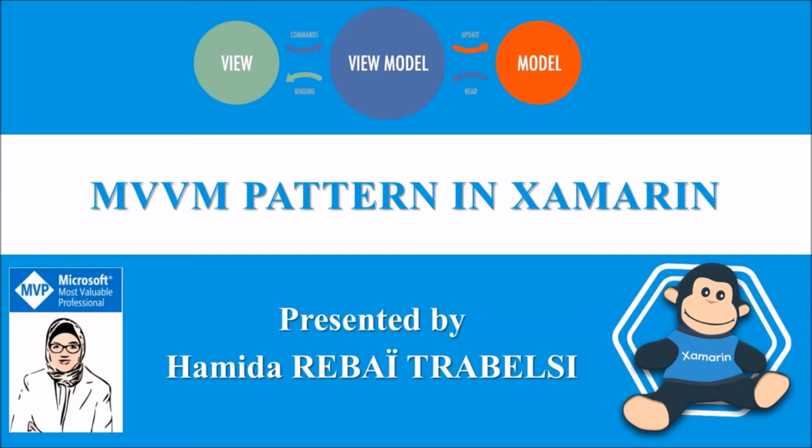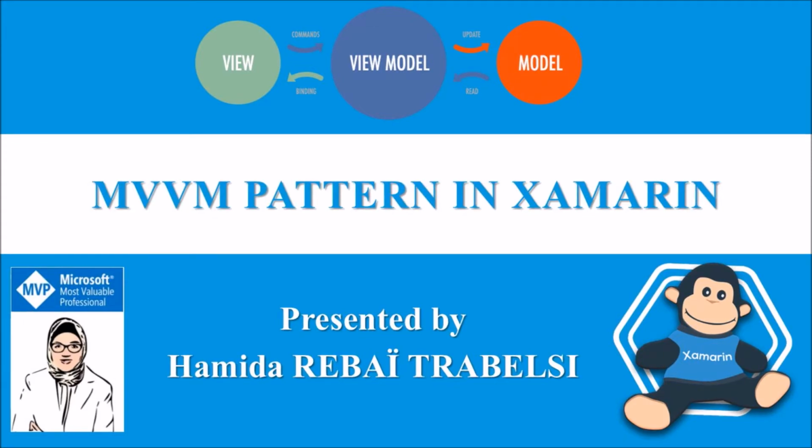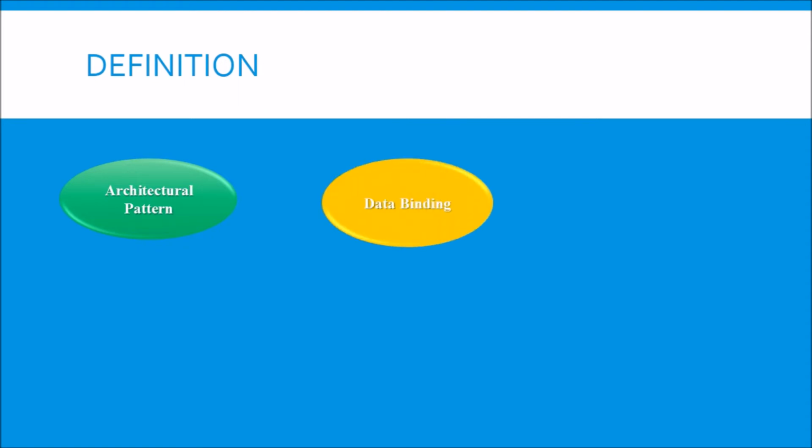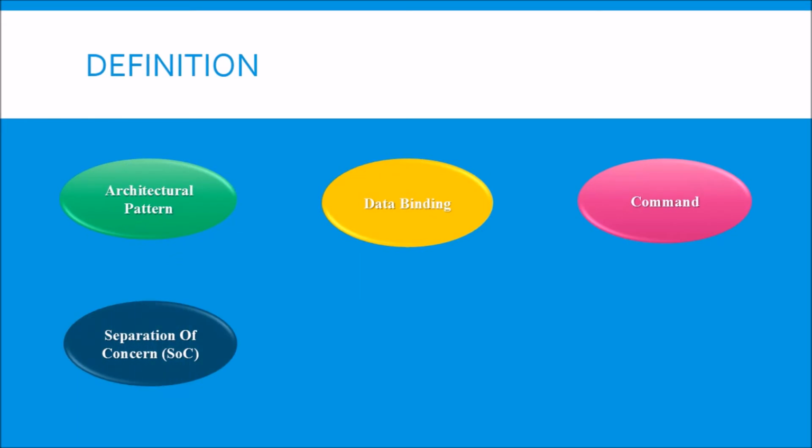I will present for you today the MVVM pattern used in Xamarin. So, what's the MVVM pattern? The MVVM pattern is an architectural pattern based on data binding and commanding. It has been used and become popular since the appearance of XAML. XAML was used before by Microsoft in Silverlight and WPF. So, this pattern promotes the separation of concerns, testability, and maintainability.